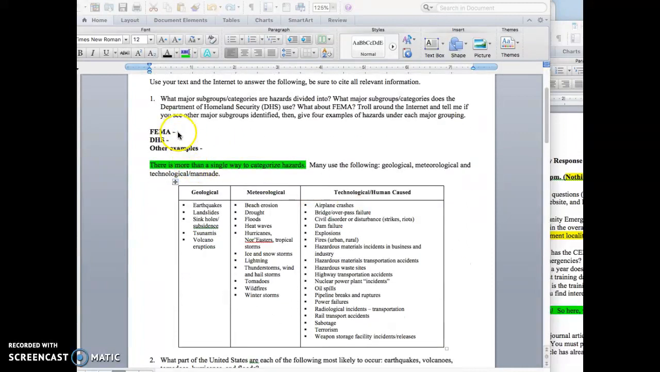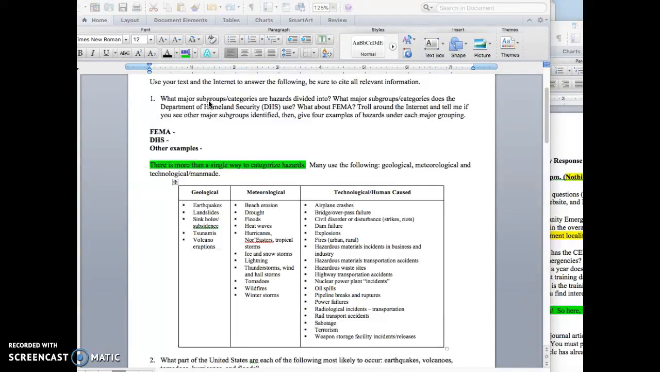So really, you just went to the FEMA site and looked, and you might not even have been able to find it if you looked for subgroups or categories. There are just many different ways that these are even discussed. So you might have been a bit frustrated. And I'm not going to say that the point of this question was to frustrate you, but it was to see that there are no clear-cut definitions for many things. So that's the point here.